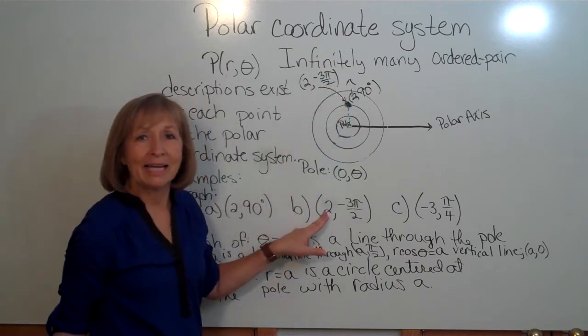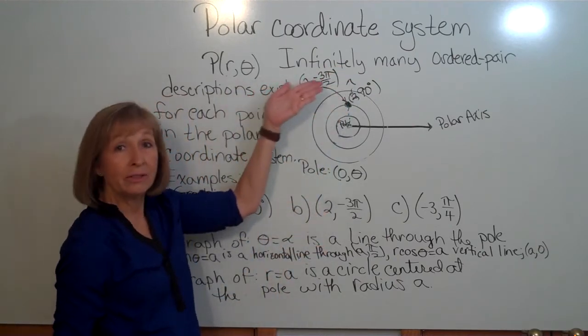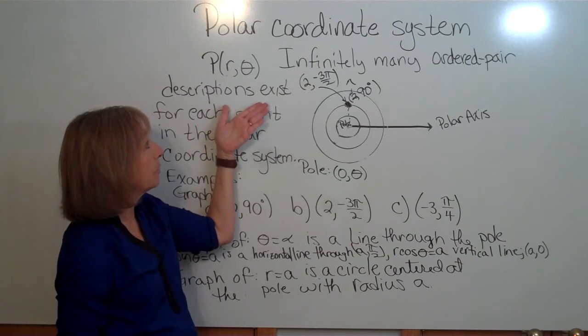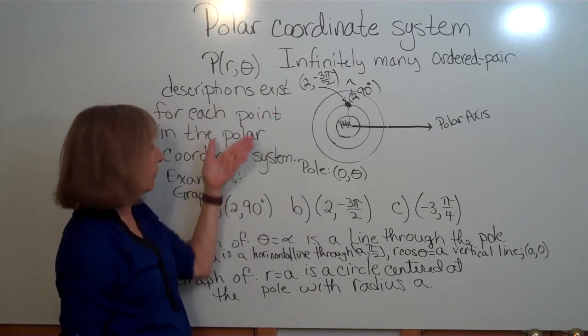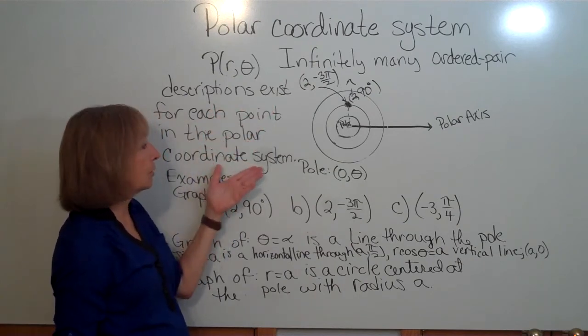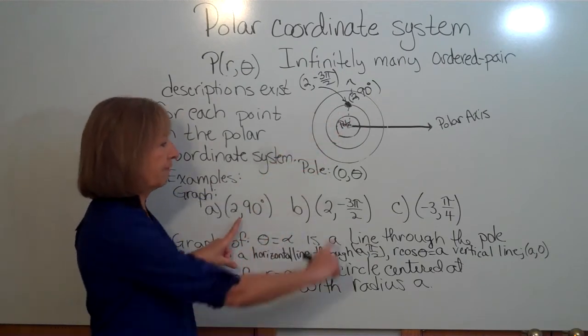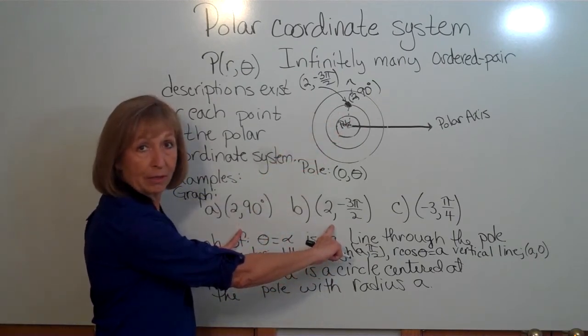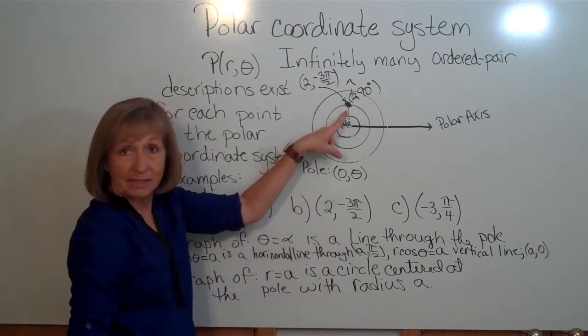And I wanted to do that as an example so that you could see when they're telling you that infinitely many ordered pair descriptions exist for each point in the polar coordinate system, we've just found 2 different ordered pair descriptions for that specific point.